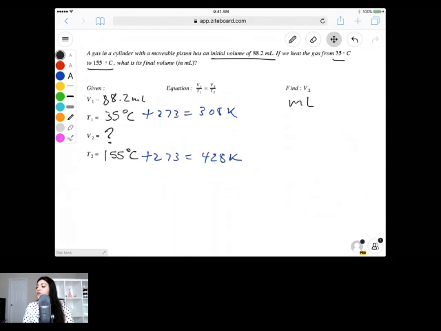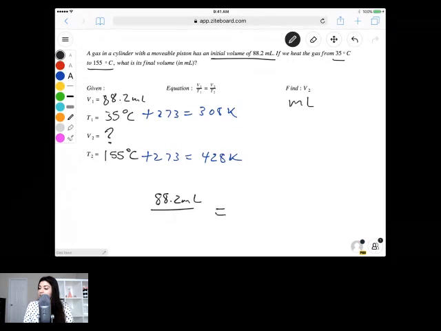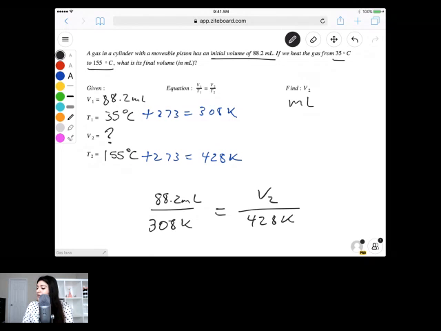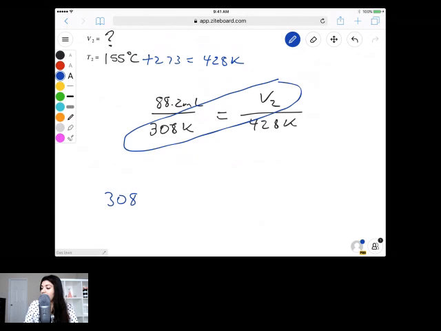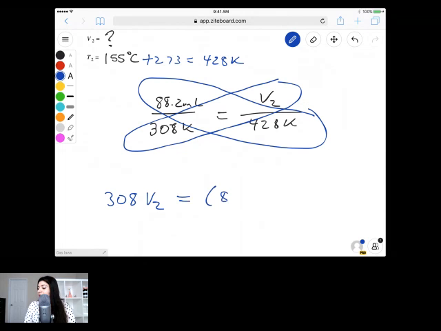Okay, let's set it up. So using Charles' law, let's put our volume on top, the 88.2 milliliters over T1, which is 308 Kelvin, divided by V2. We don't know what V2 is just yet. That's what we're solving for. And divided by 428 Kelvin. All right. So with this sort of example, I just like to cross multiply. So doing this, I'll do V2 times 308. So it'll give us 308 V2. And then multiplying across as well, I'll multiply the 88.2 milliliters times 428 Kelvin.